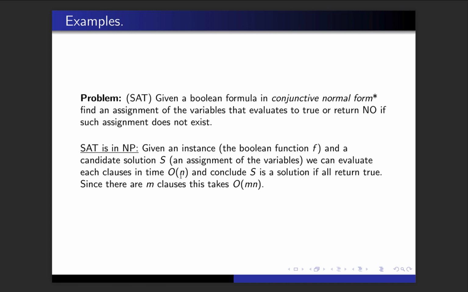So I can go one variable at a time, checking if the given assignment evaluates to true. If so, I move on to the next clause and I do the same checking. And I keep doing this until I find a clause that evaluates to false, in which case I will report that this is not a solution, because one single clause evaluating to false is enough for the entire formula to evaluate to false. This is an intersection, remember? And if every single clause evaluates to true, we're good. We report this is a solution.